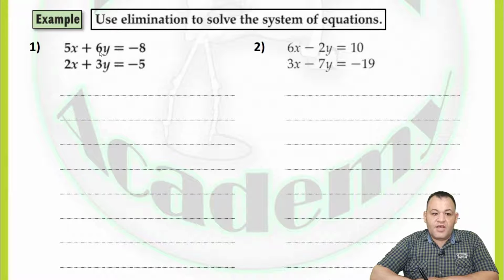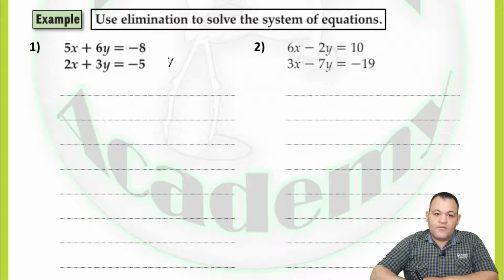For the first one, 5x plus 6y equals negative 8, and 2x plus 3y equals negative 5. If you look at x, you will find 5 and 2. If you look at y, you will find 6 and 3. They are different, but we can convert one of them to be the other. Look at the small coefficient, which is 2. Can I multiply 2 by a whole number to be 5? No, we can't. But we can multiply 3 by 2 to be 6. So if I multiply it by 2, we will have 6 and the other one will be 6.